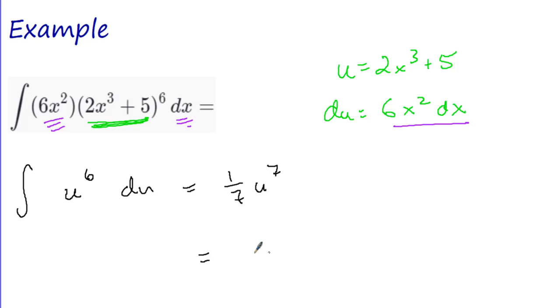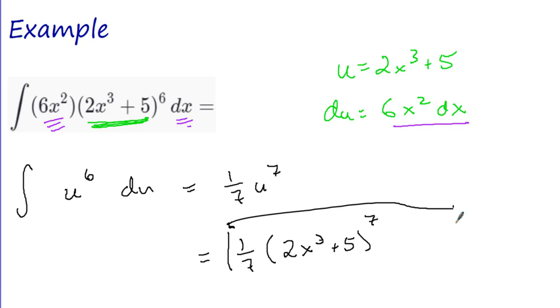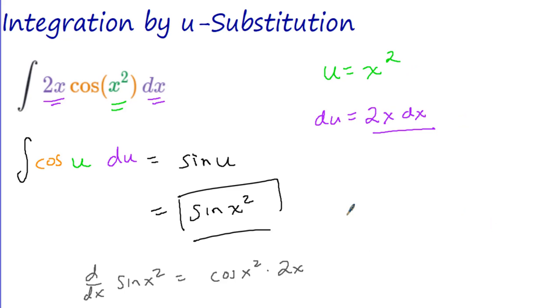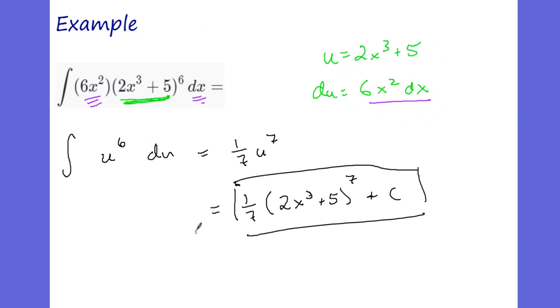Now at the end of the day, we're going to plug back in what u is. What is u? 2x cubed plus 5 to the 7th power. And that is my integration, plus c, of course, plus c. Totally forgot to put my plus c there, plus my constant. Okay, don't forget your plus c.